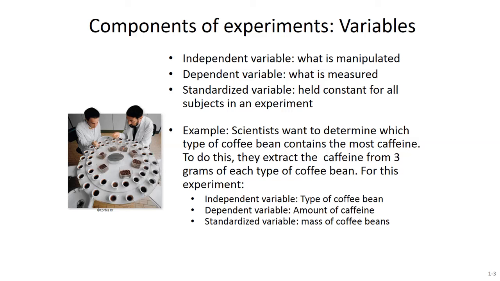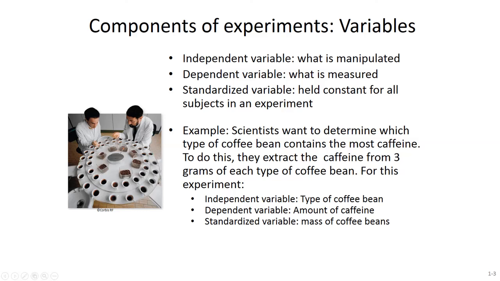So everything needs to stay the same except the type of coffee bean. We say that the thing that's being manipulated is our independent variable. So that's what is changing. For instance, the type of coffee bean is what's changing.